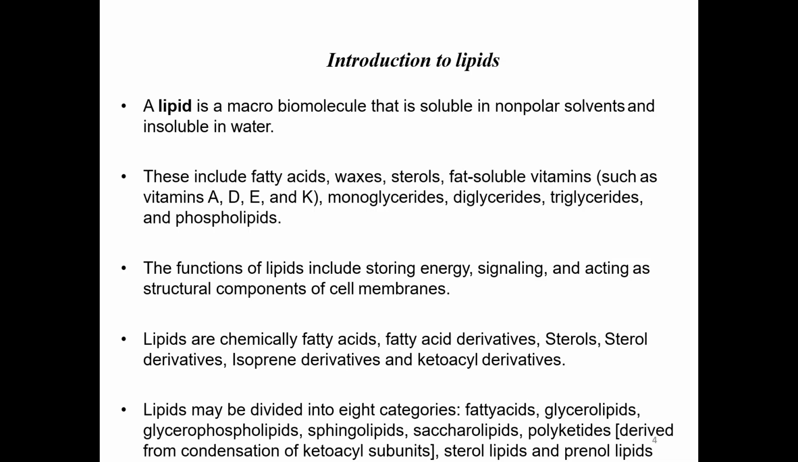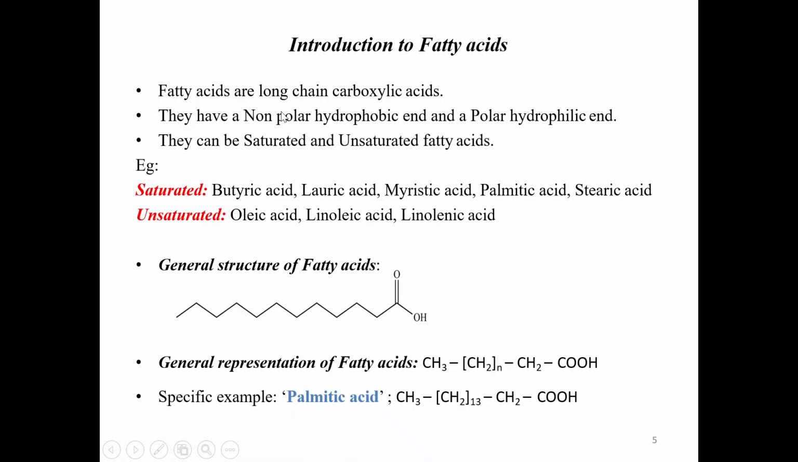Coming to the chemistry of these lipids, they are chemically fatty acids and fatty acid derivatives, and they are divided into 8 different categories as shown here. Now, we know very well carboxylic acids have the general formula RCOOH. Then what is a fatty acid? If this R here is a long chain, then they are known as fatty acids. This long chain may be saturated or unsaturated. Depending on that, we have saturated fatty acids and unsaturated fatty acids.